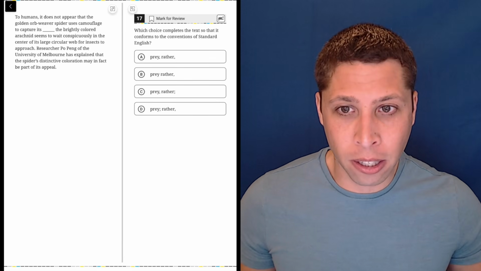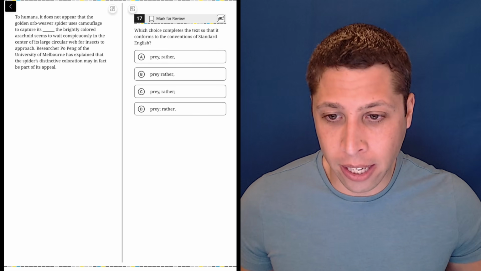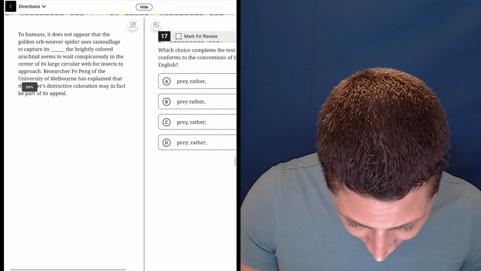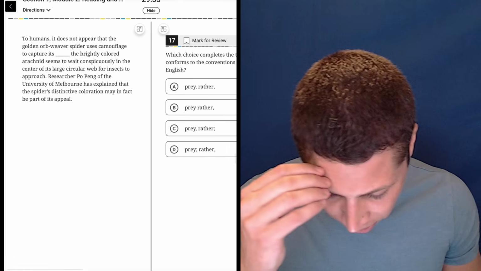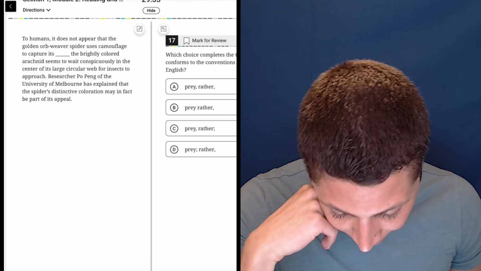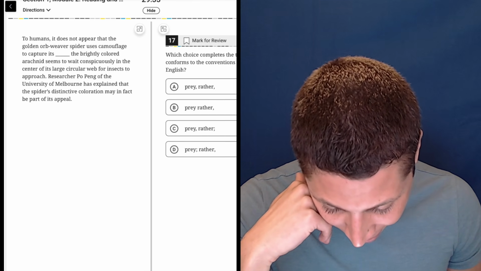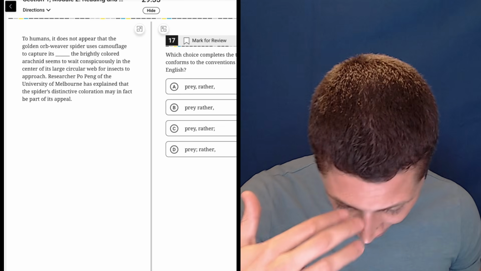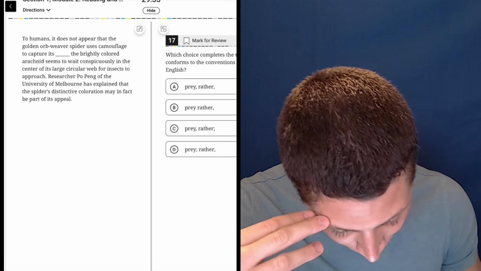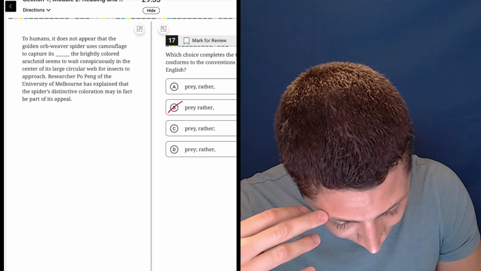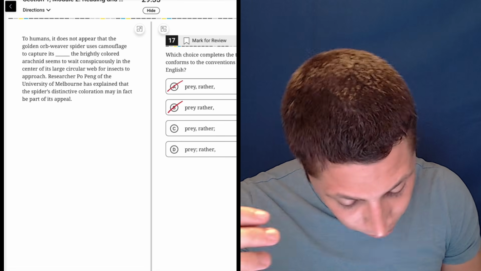So let's get started here with this. 8.5 minutes on the clock. Ready, set, go. Okay. All right. To humans, it does not appear that the golden orb weaver spider uses camouflage to capture its prey. Rather, the brightly colored arachnid seems to wait conspicuously in the center of its large circular web for insects to approach. This is definitely two sentences. So I need some sort of break. It's not going to be B. There's not a strong enough break there. A also, we need a semicolon.